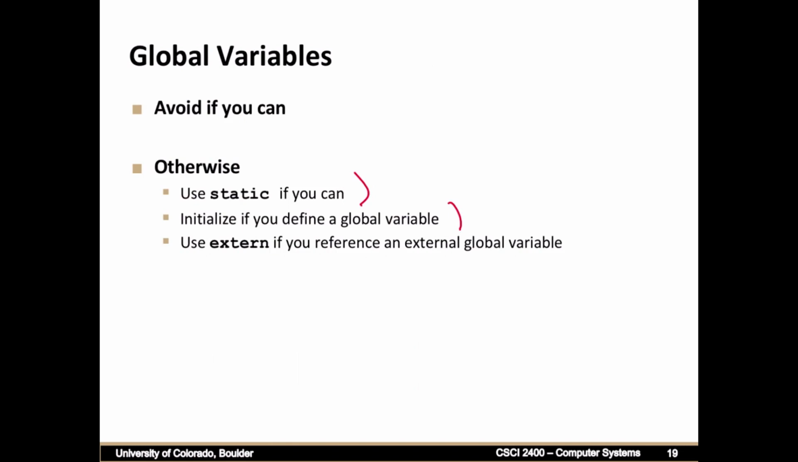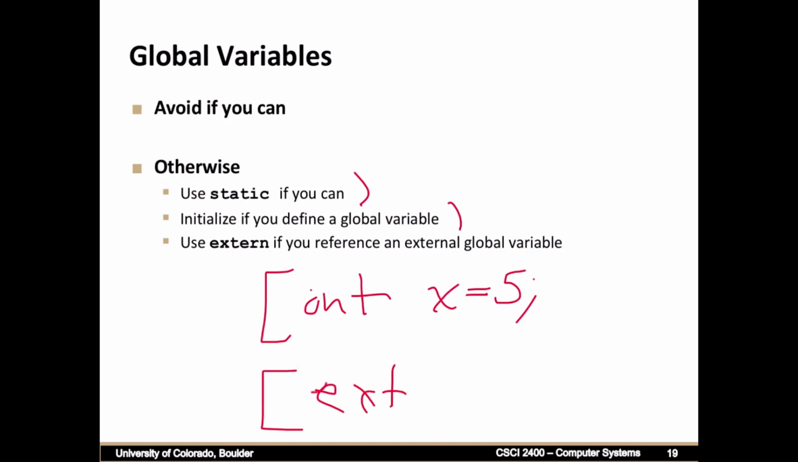And if you have an external reference to an external global variable, so in other words, if I have in one routine int x equals 5, if I have other routines that are trying to use that same global x, make it be extern int x. Use the extern to note that this is a declaration of x, but it's not a definition, so it's not allocating the storage for it. I'm trying to use somebody else's x.